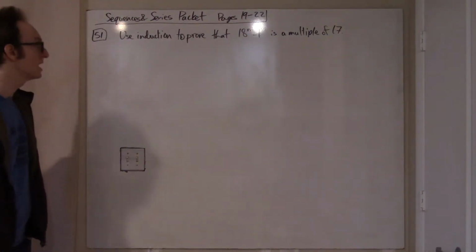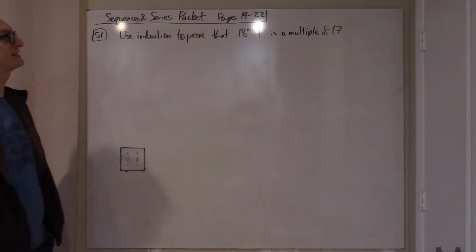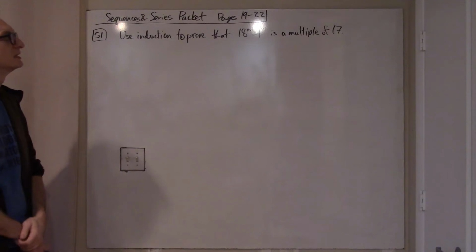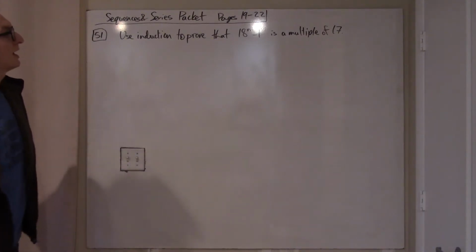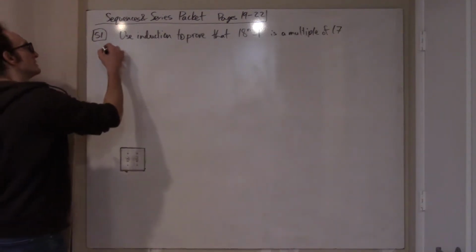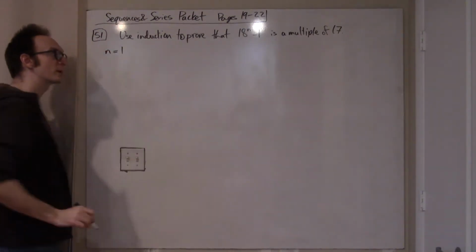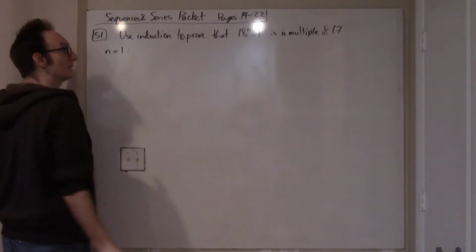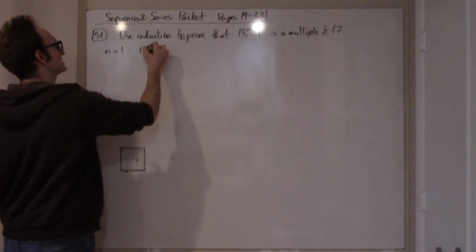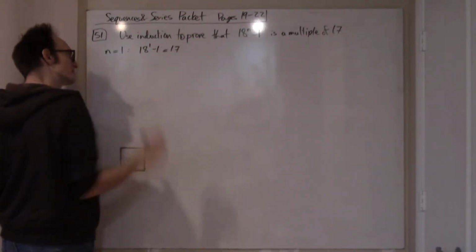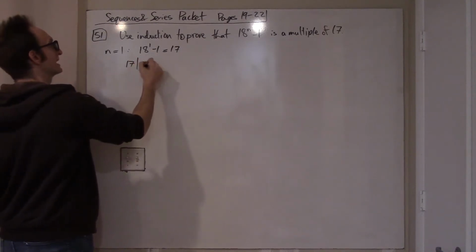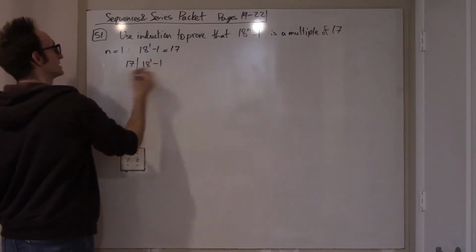So let's do it. Use induction to prove that 18 to the n minus 1 is a multiple of 17. Whoa, this sounds hard. Okay, well, let's check it out. So let's just kind of play around and see if we get it. When n equals 1, what is 18 to the n minus 1? Well, that's just 18 to the 1 minus 1, that's just 17. And so it appears that 17 does go evenly into 18 to the 1 minus 1.